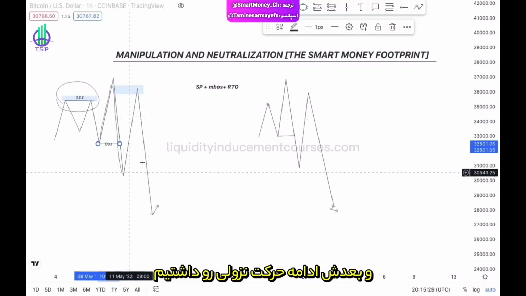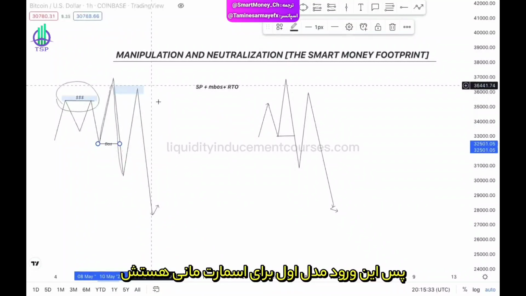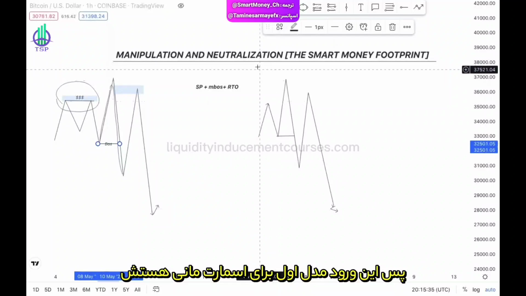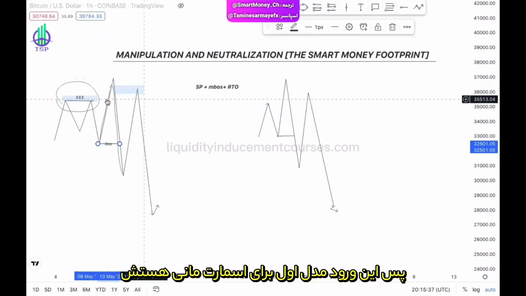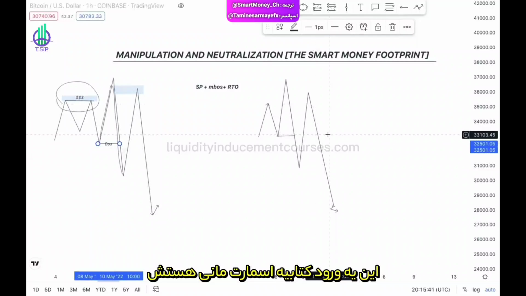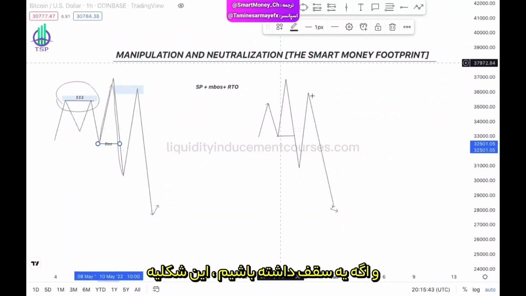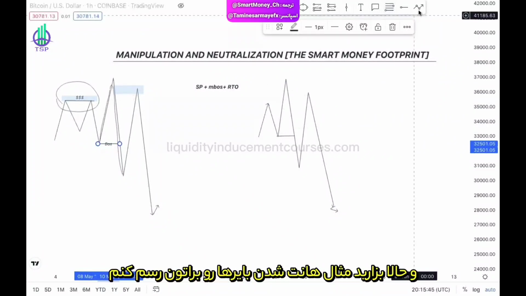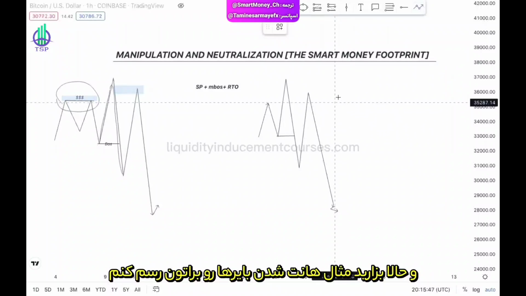Okay. Yeah, and then we have a continuation to the downside. So this is a typical model 1 entry. This is an entry model 1 for SMC. This is the SMC textbook entry. Okay, so this is what it would look like if we have a single high. And then let me illustrate what it should look like if we are looking out to take sellers.